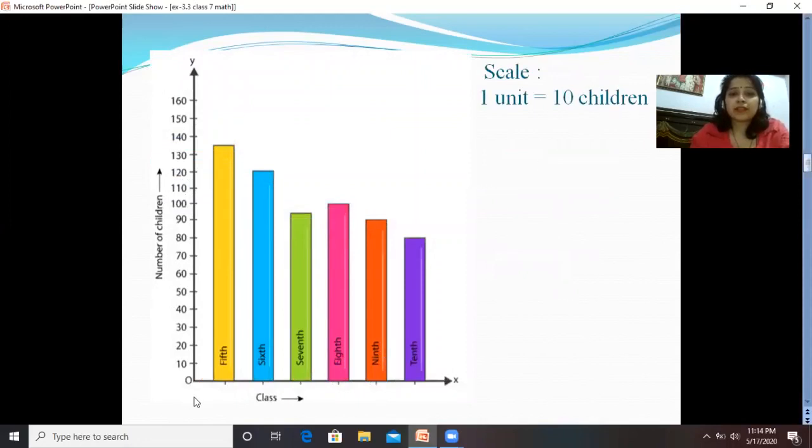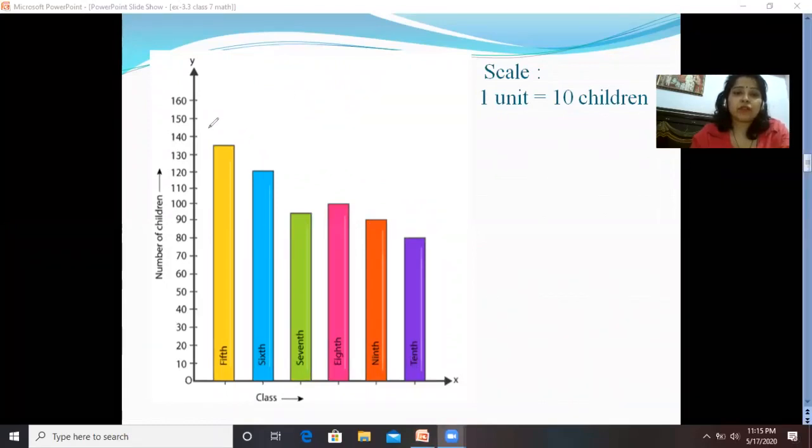So on the x-axis I have written classes, and on the y-axis I have written number of children. As we have taken a scale of 10, we have to write here the table of 10: 10, 20, 30 till 160. So you need to understand here, 5th, 6th, 7th, 8th, 9th and 10th. All classes are here. So in all these classes, just consider the first data. 5th is 135. So from 0 to 130, we have considered this. But for 5, we will consider the middle line.